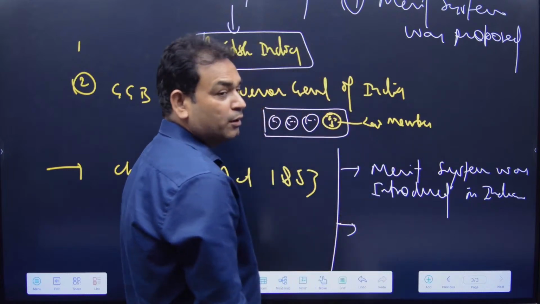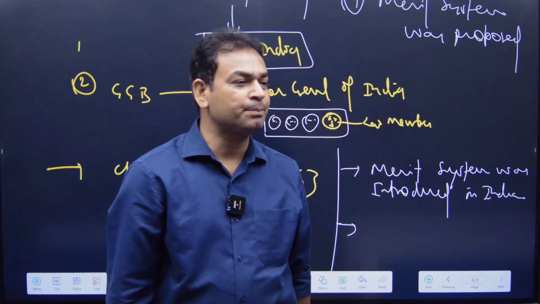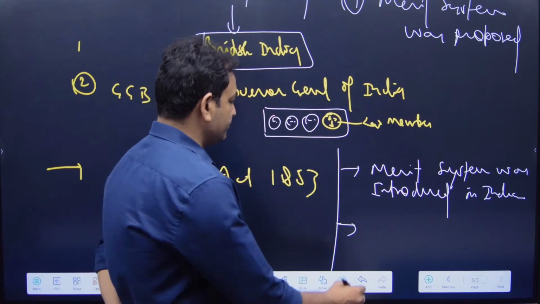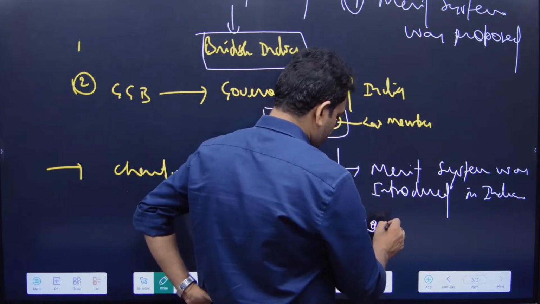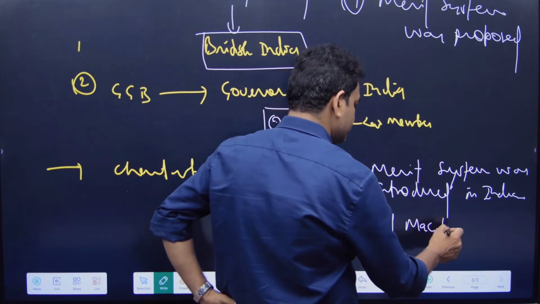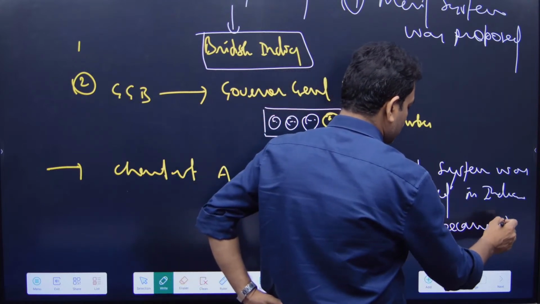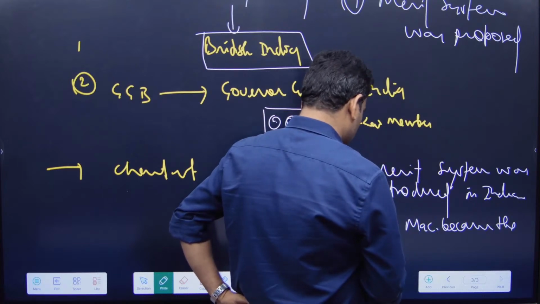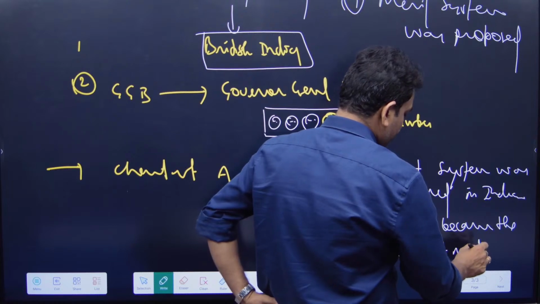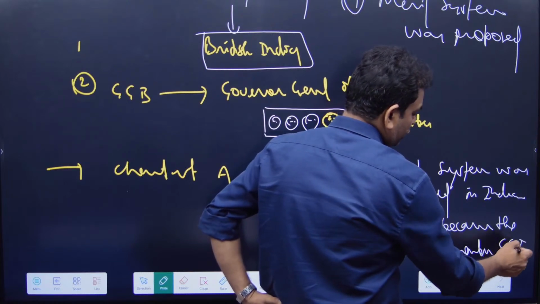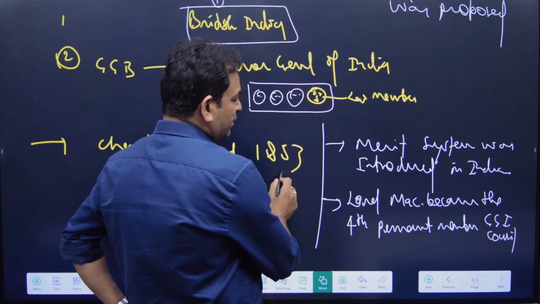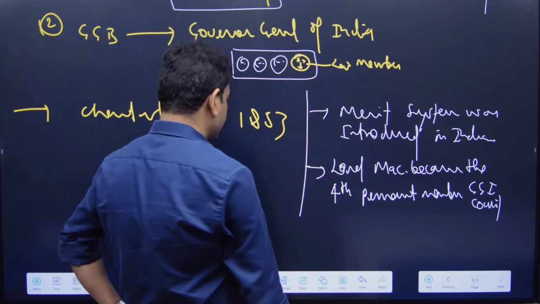Second, the Law Member became the permanent member of the Executive Council of the Governor General of India. He became the fourth permanent member in the Governor General of India's Council. गवर्नर जनरल ऑफ इंडिया की काउंसिल के चौथे परमानेंट मेंबर ये बन गए.